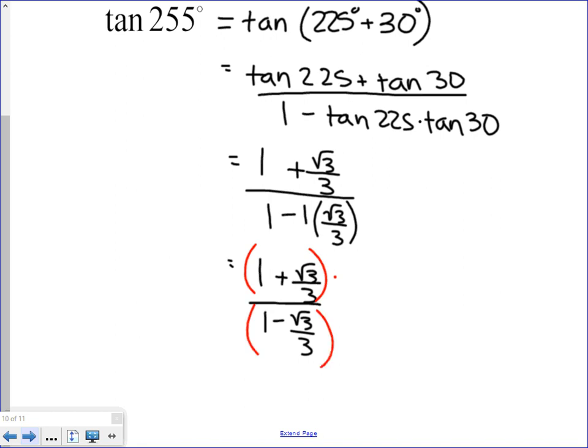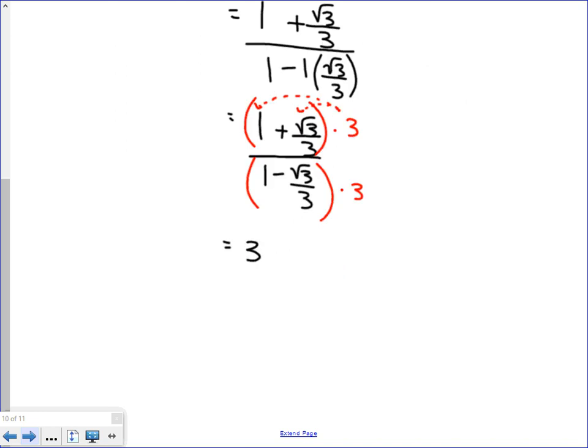Take both the numerator and the denominator and multiply them by 3. This is, for me, the best way to do it because it's going to get rid of the fraction in a fraction. But the thing to remember about this is you have to distribute that 3 to the 1 as well as to this fraction. So the numerator is going to change to be 3 plus the square root of 3, and the denominator will be 3 minus the square root of 3. But that's a quick, easy fix to make it look a little bit nicer.